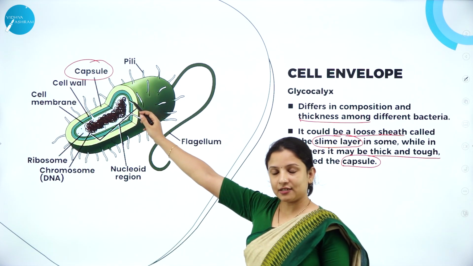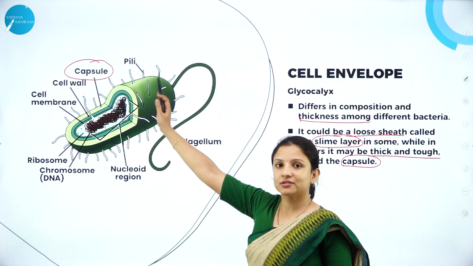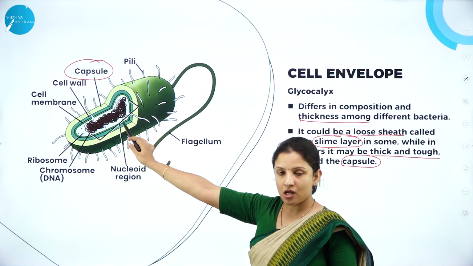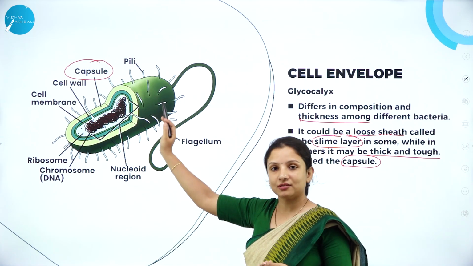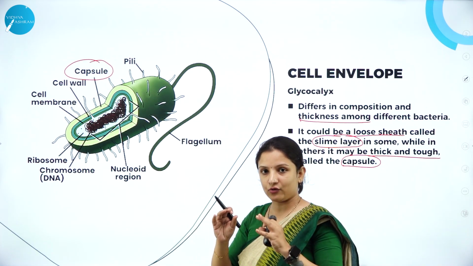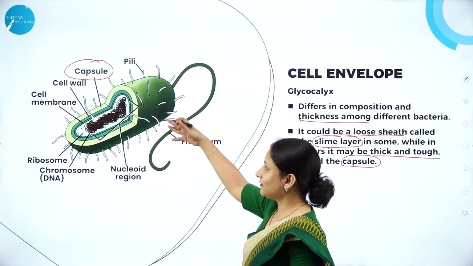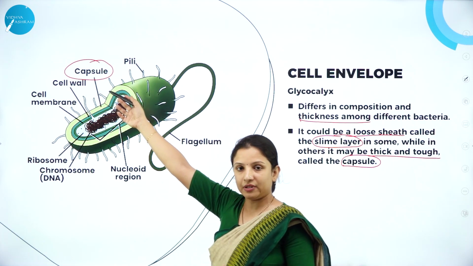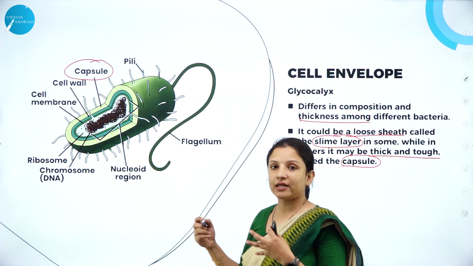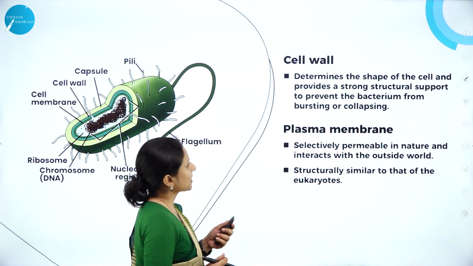So when it is written capsule, what do we understand from this? The outermost covering of the bacteria, that is the glycocalyx, is thick and tough. Because it is surrounded by a thick and tough glycocalyx, it forms a capsule. So if it was a thin or loose sheath, instead of capsule, they would have labeled it here as a slime layer. So that is the difference. Hope you understood now. So next, further, cell wall.